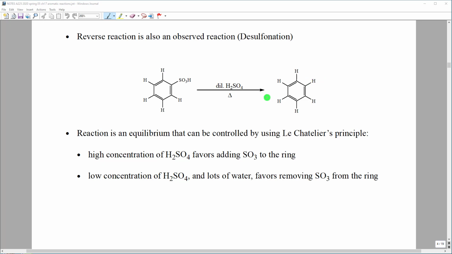hydrogen. So in general, what we see is that this reaction is an equilibrium. If we use a high concentration of H2SO4 with lots of SO3, then the hydrogen will be replaced and we will have SO3 attached to the ring. If we use a low concentration of H2SO4 and lots of water, then we'll have a low concentration of SO3 and that's going to cause it to come off and go back to the benzene ring.